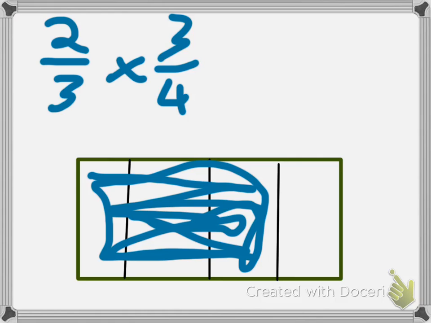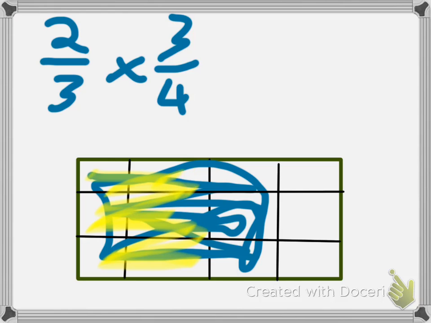Now when it says 2/3 of 3/4, maybe I want to have 2/3 of the 3/4 of the pizza I have left for dinner. So how am I going to figure out how much that is? Well, then I need to split the fourths into thirds. And I'm going to do that by drawing a horizontal line across my vertical lines. Now my 3/4 is split into thirds, and now I'm going to shade 2/3 of that 3/4.